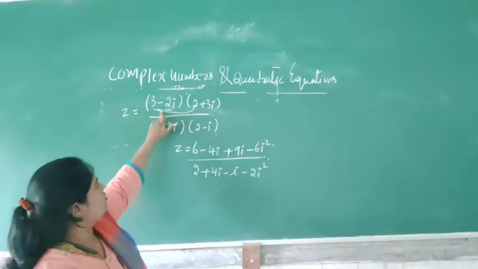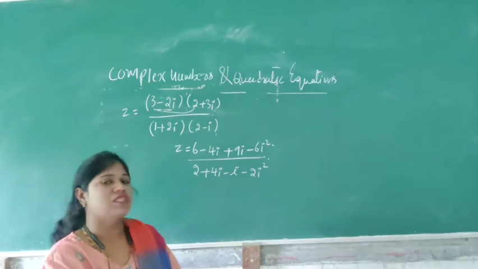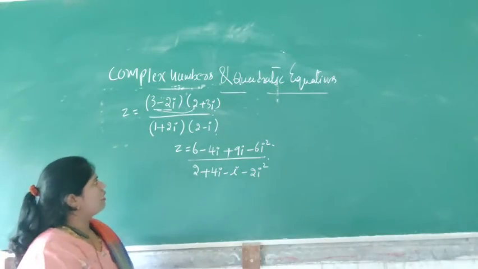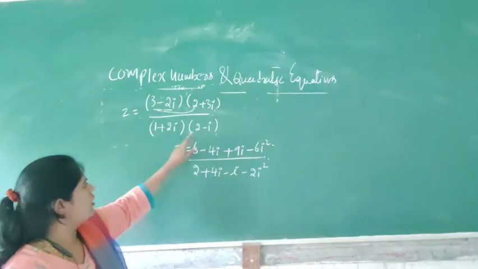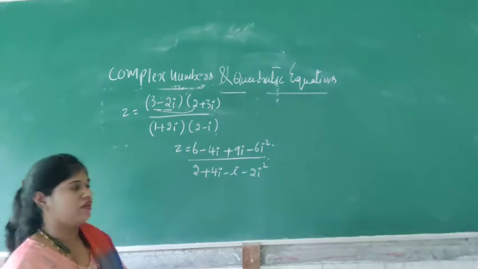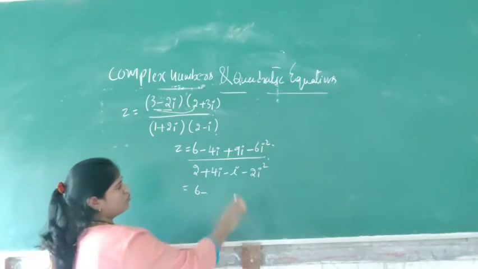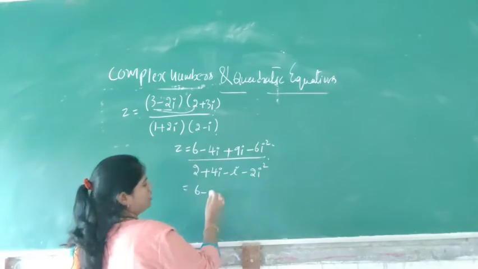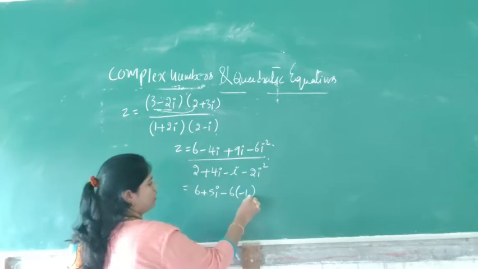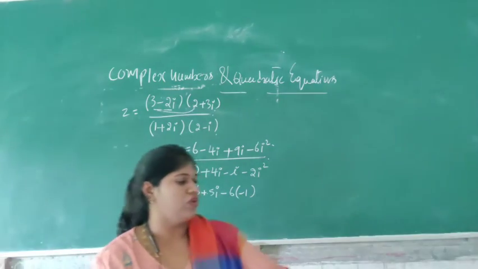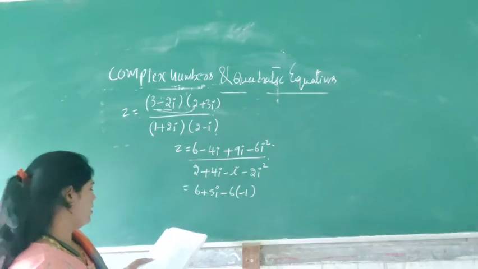Correct now? 3 2s are 6, minus 4i, plus 3 3s are 9i, minus into plus minus 3 2s are 6i square. So in the denominator, 2 into 1 is 2, plus 4i, minus i, minus 2i whole square. So which is equals to 6 minus 5i, this minus 4 plus 9, which is equals to plus 5i minus 6. The i square value is minus 1. Okay.